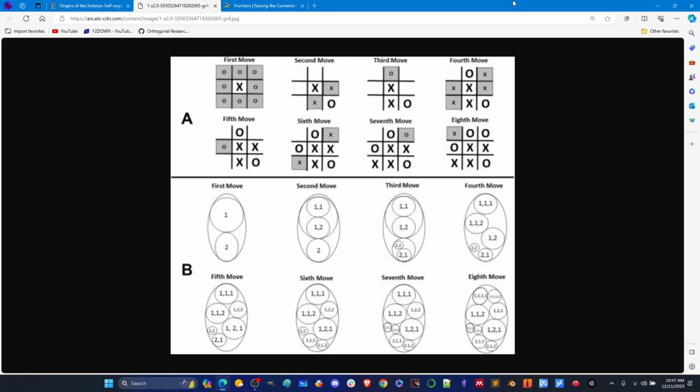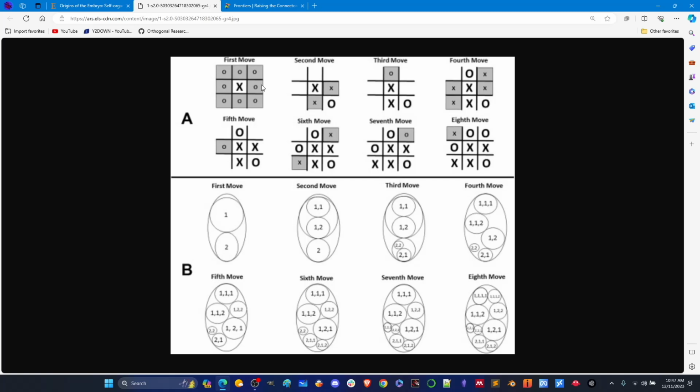And so this is a game of tic-tac-toe, and in England they call this noughts and crosses. And noughts and crosses actually has a rich history in game theory and in artificial intelligence research. So look that up if you're interested. But we can map this game of tic-tac-toe or noughts and crosses to an embryo.